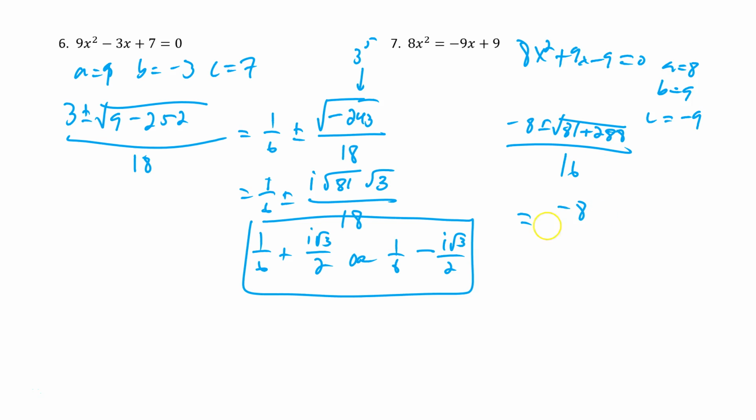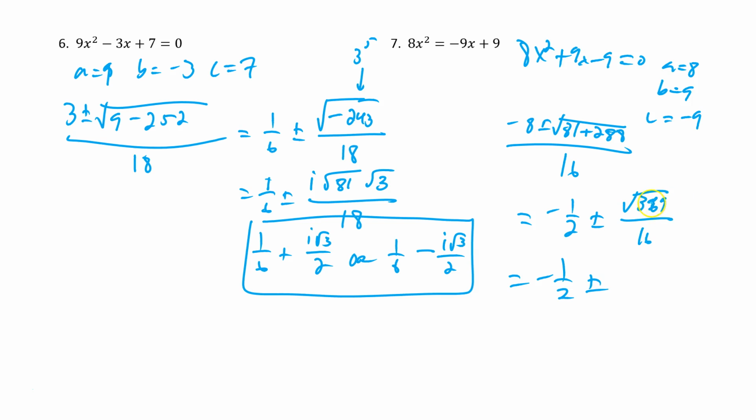So that's negative 8. Well, let's do this. So negative 8/16 is negative 1/2. Plus or minus square root of 81 and 288 are 369. Ah, that's a nice number. 369 divided by 16. I guess it's not as nice as I thought. I was thinking 169, which is 13 squared. So negative 1/2, plus or minus, let's see, 369.